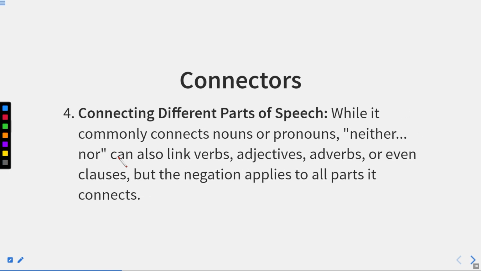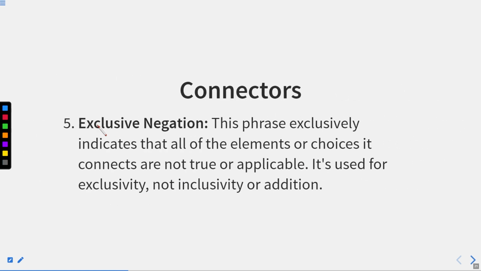Now, connecting different parts of speech. While it commonly connects nouns or pronouns, neither nor can also link verbs, adjectives, adverbs, or even clauses, but the negation applies to all the parts it connects. Exclusive negation. This phrase exclusively indicates that all the elements or choices it connects are not true or applicable. It means whatever we are writing after neither nor, it is excluding all of them.